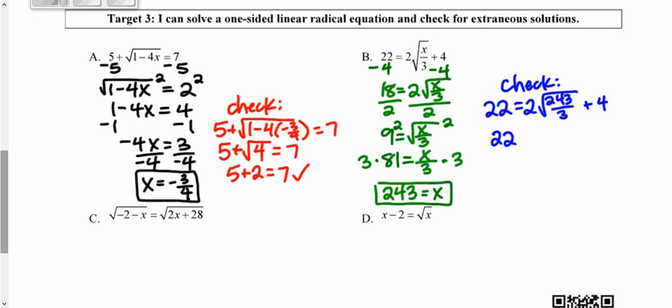So 243 over 3, that's just 81. And the square root of 81 is 9. And we can see this is a true statement. 2 times 9 plus 4 is 22.